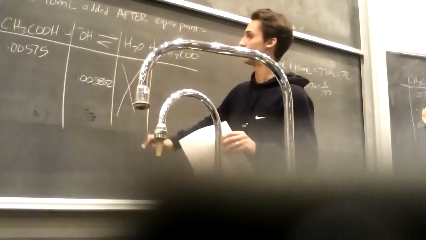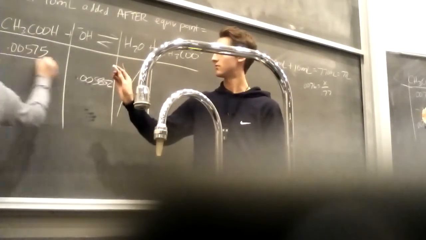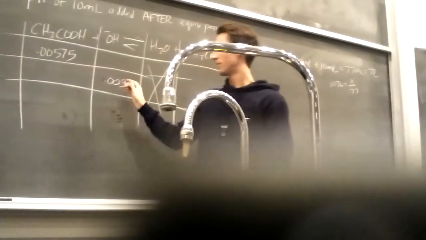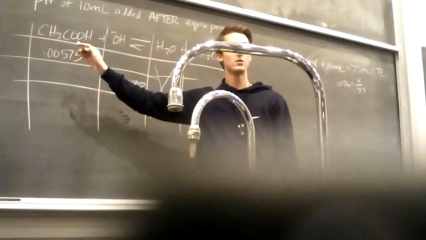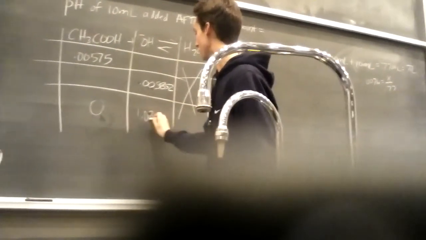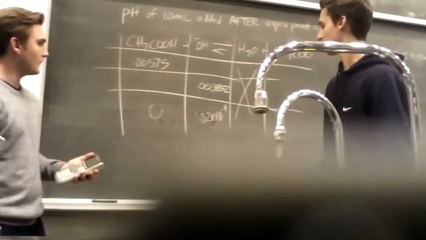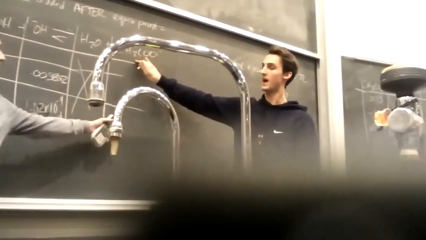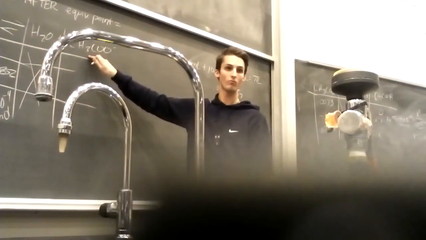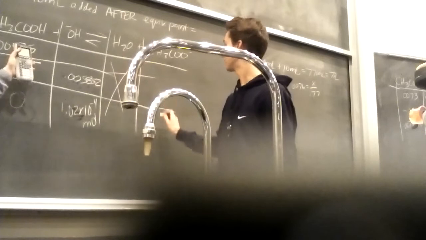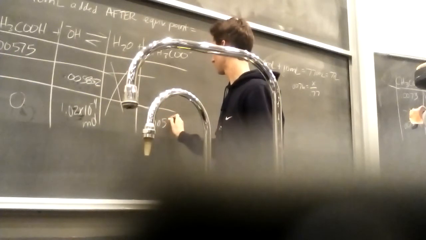Okay, so now let's do this. This is obviously a bigger number than this. So what is this subtracted by this? How many am I going to have left over? 1.02 times 10 to the negative 4th. And how many moles of acetate am I going to have? 0.00575, the same amount, because you can only form as much conjugate base as you had acid, right?